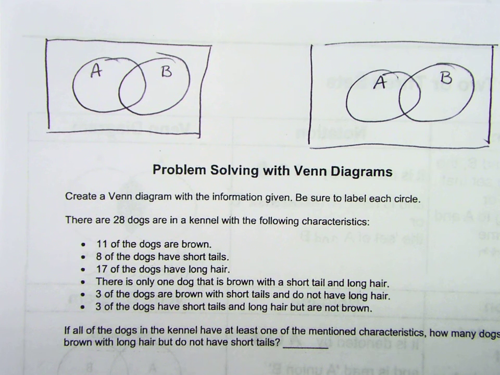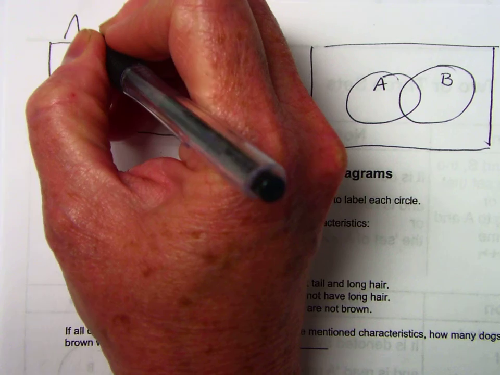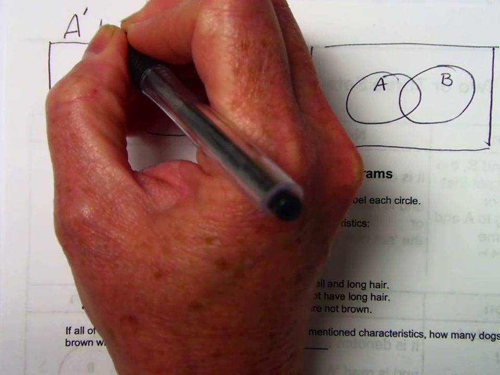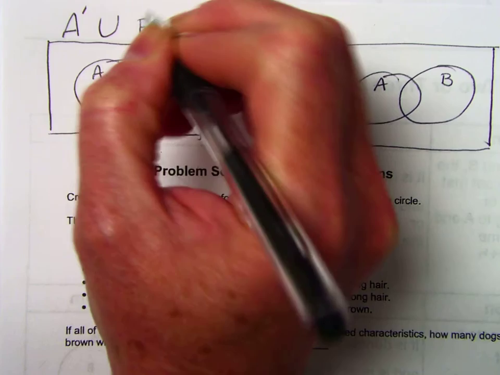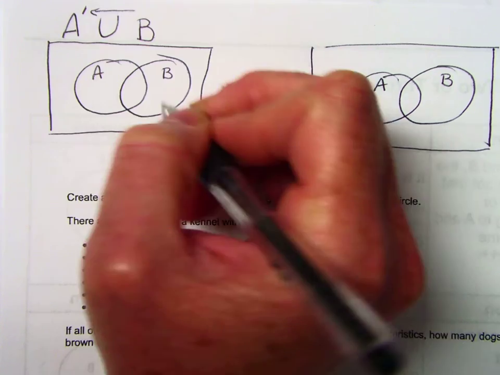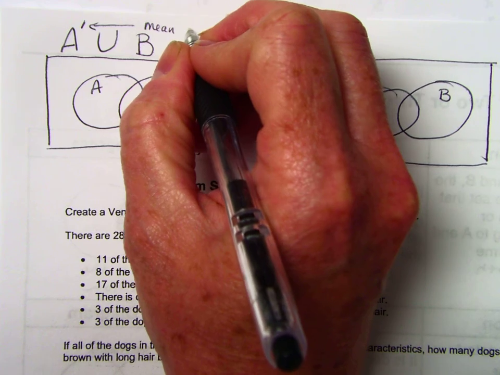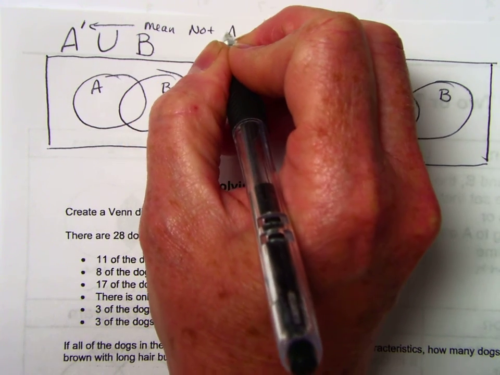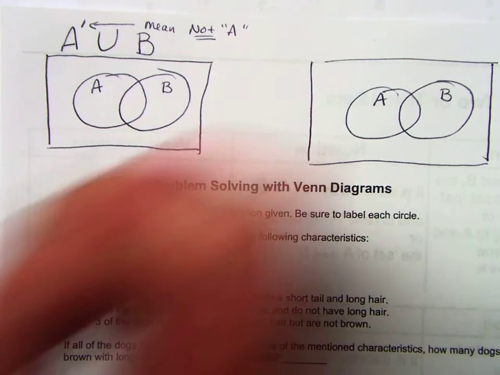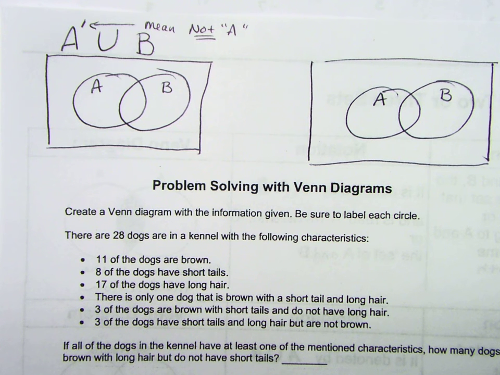Complement also means what is not in A or not in B. So if I were to write this down, A complement union B, this complement symbol, this little apostrophe, means not A. Okay? I want the things that are not part of the set A. So it means whatever's not in A at this point. Instead of wanting all of A, I want none of A.